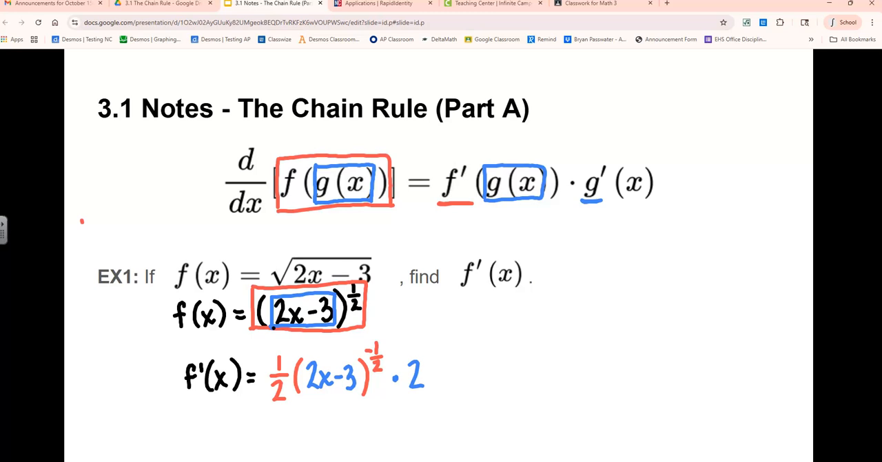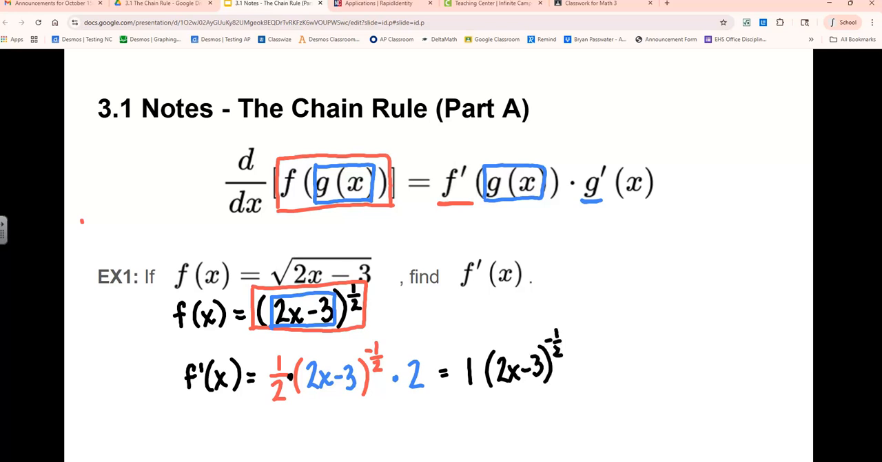Okay. Now, when you get here, they are going to simplify this a little bit. All of this stuff is multiplied together: 1/2 times 2x minus 3 to the negative 1/2 times 2. So this 1/2 and this 2, I could reorder them so they're next to each other. And then 1/2 times 2 would just be 1, right? So that's just going to be a 1. I'm going to write it because I think it's helpful to see that there is still something there and that it didn't just disappear. And then I've got 2x minus 3 to the negative 1/2 power.